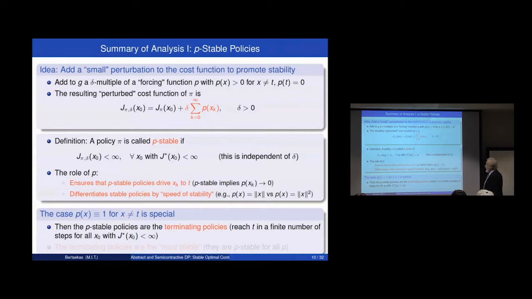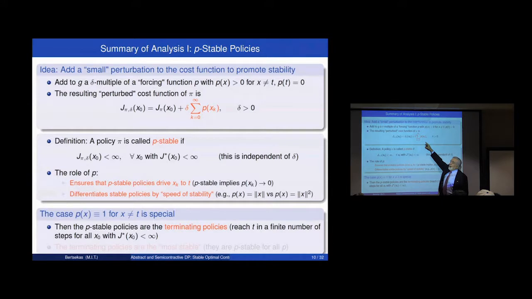Now, if not all p-stable policies are created equal, is there a most stable policy? And this is obtained by taking the perturbation to be equal to 1. And this perturbation is special because then the corresponding p-stable policies are the policies that terminate.